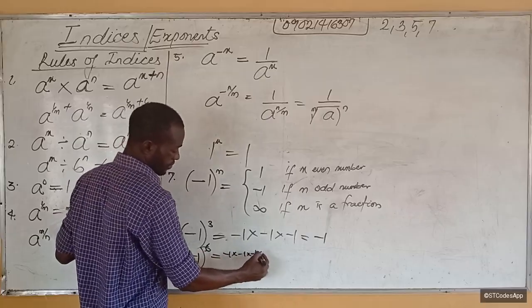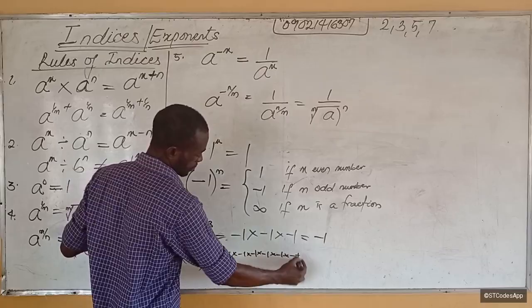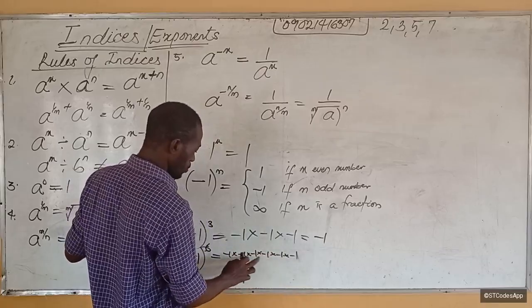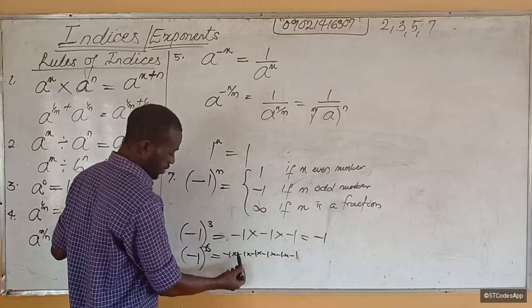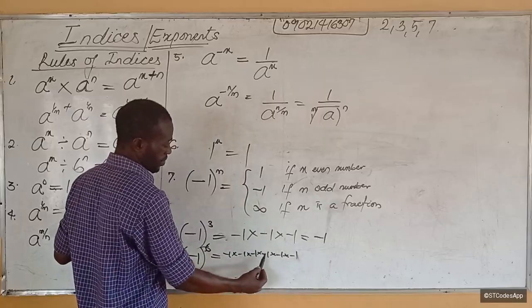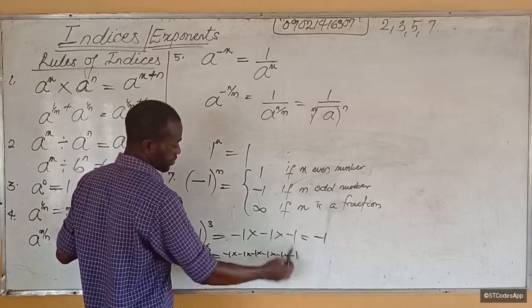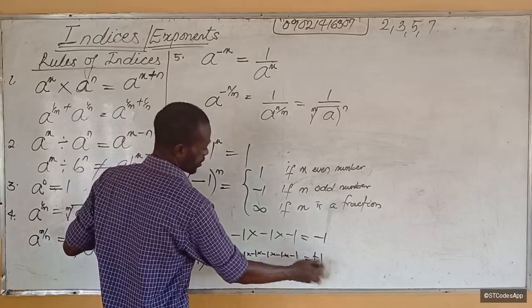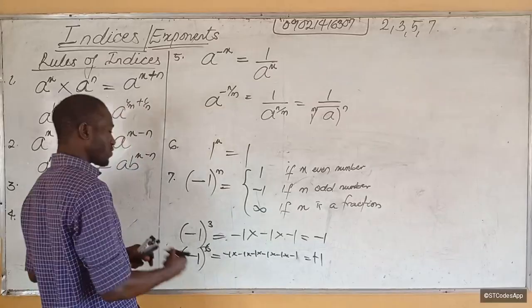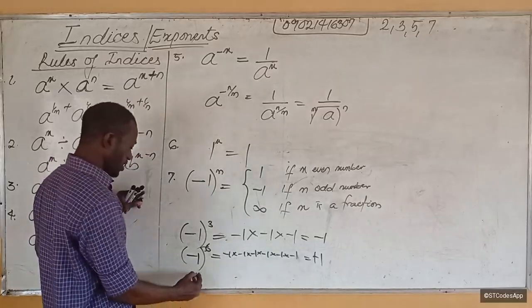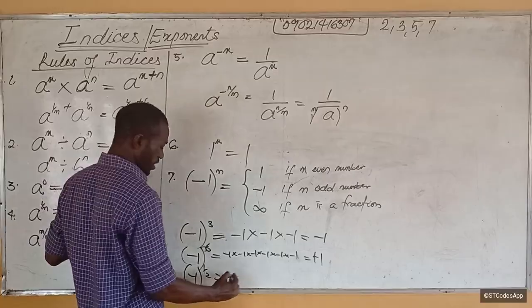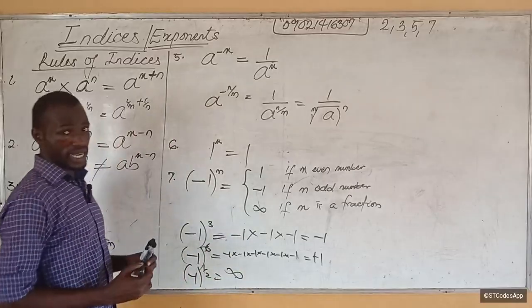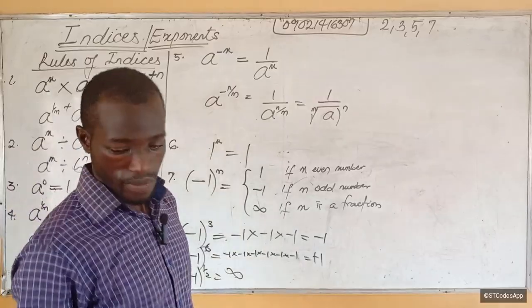Let me just show you that. 1, 2, 3, 4, 5, 6. Minus times minus is plus, plus times minus is minus, minus times minus is plus, plus times minus is minus, minus times minus is plus. So plus 1, that's 1. Is it clear for an even number? Now, but if I have negative 1 raised to power half, it gives you infinity. Is that clear? All right.